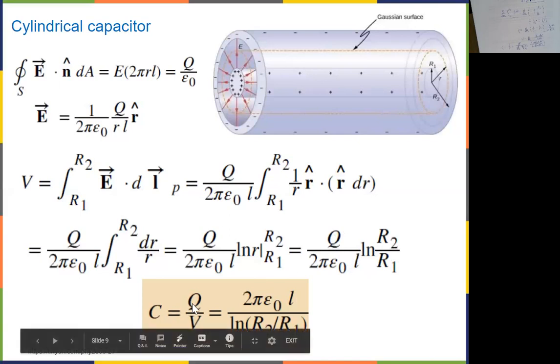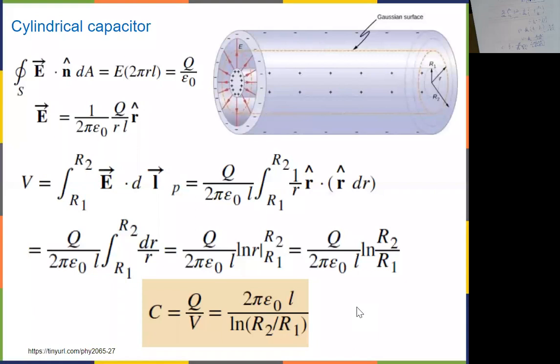Then C is equal to Q over V. Again, Q and Q will cancel out. Then this is your final result. Okay, so this is how you will be calculating the capacitance for a cylindrical capacitor like that. Okay. All right. Let me know if you guys have any questions on this.